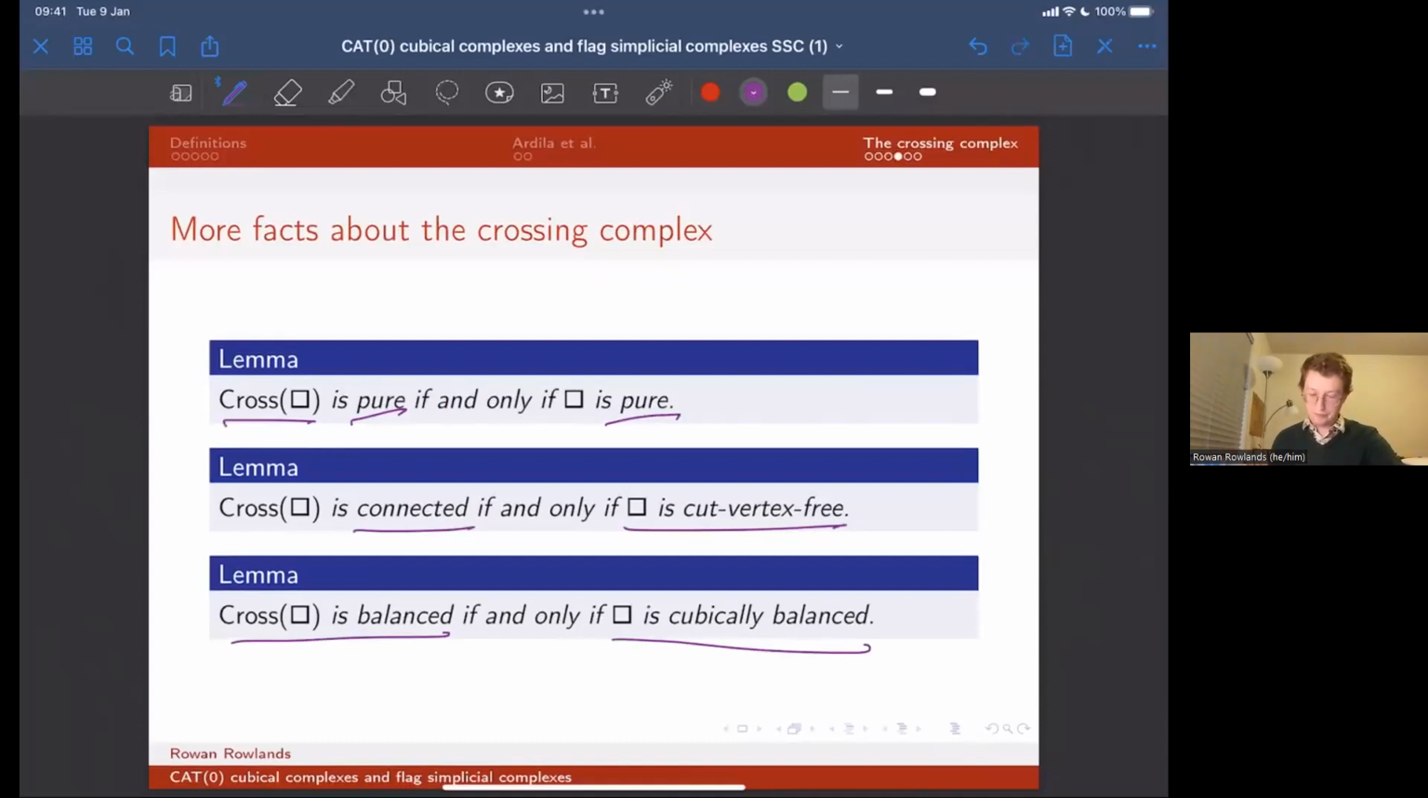Okay, since I know there are a lot of graph theorists at this conference, I'll mention that balanced has something to do with graph colorings. So a simplicial complex is balanced if the chromatic number of its graph equals the clique number, more or less. So yeah, connections to graph theory there.